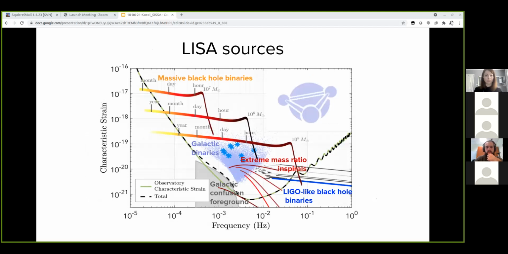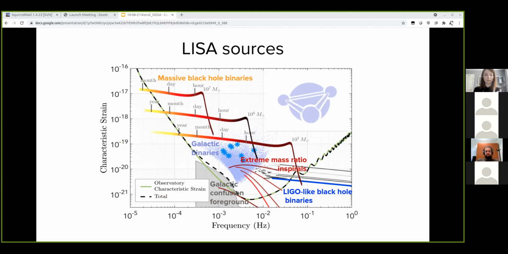So I know that many of you are familiar with LISA, so I will skip the basic mission design and status, and I will jump directly to the most iconic LISA plot that shows you the frequency coverage on the x-axis versus characteristic strain, that is the amplitude of the gravitational waves. And here you see the panorama of the LISA sources.